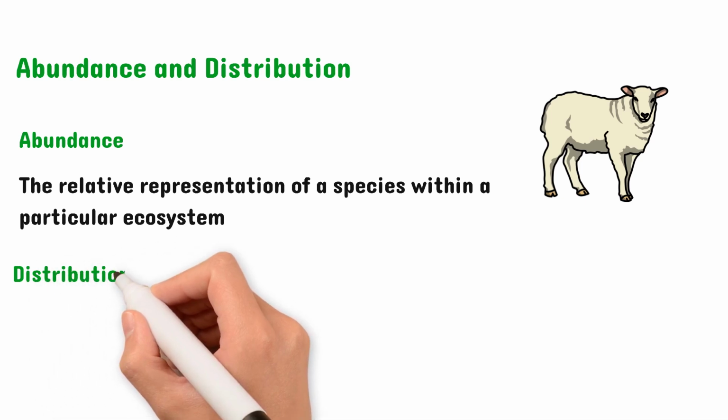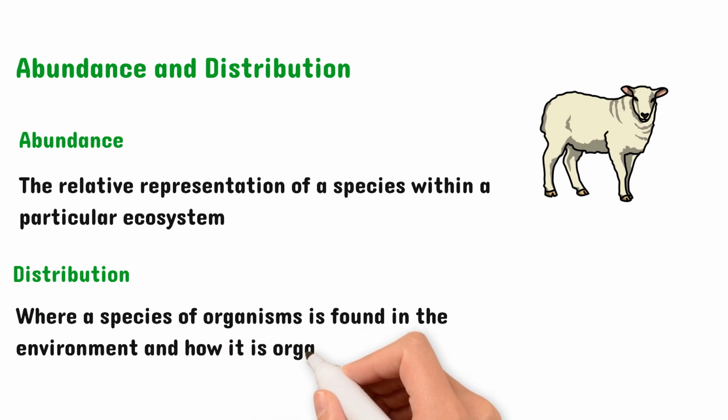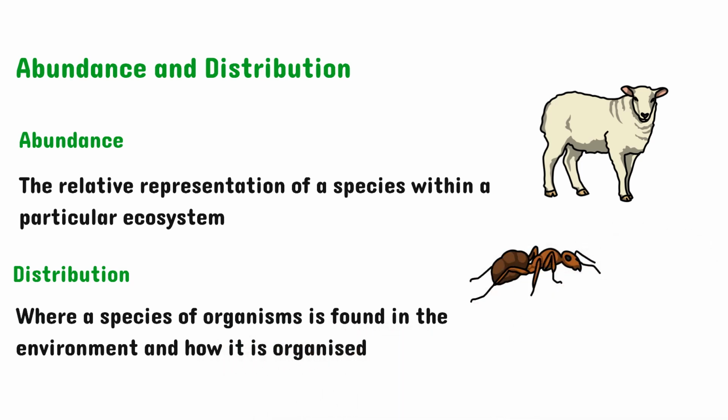Distribution, on the other hand, is where a species of organisms is found in the environment and how it's organized. Some organisms are found in very high densities, such as ants in a nest, and others are found more spread throughout the habitat, such as top predators. Distribution can also change because some organisms, such as birds, will migrate to different countries or different areas at different times of the year. The overall difference between abundance and distribution is that abundance is looking at the numbers of organisms, whereas distribution is looking at how these organisms are arranged in a geographical space.